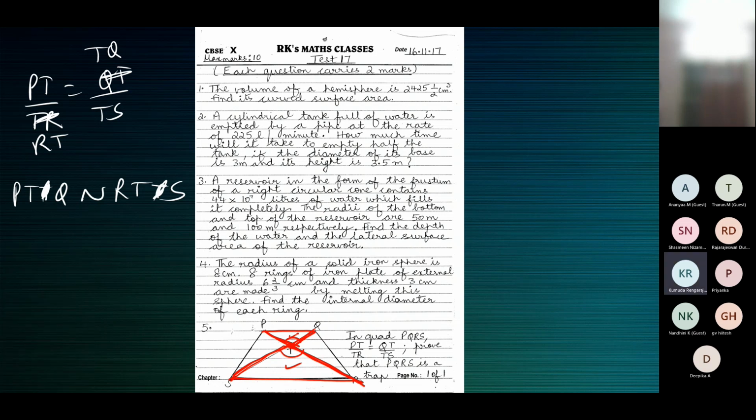So angle P is equal to angle R. P of this triangle is equal to R of this triangle, because in similar triangles, corresponding angles are equal. But angle P and angle R form a pair of alternate interior angles and they're equal. That means PQ is parallel to SR, because one pair of alternate interior angles is equal. That means the lines PQ and SR are parallel to each other, which means PQRS is a trapezium.